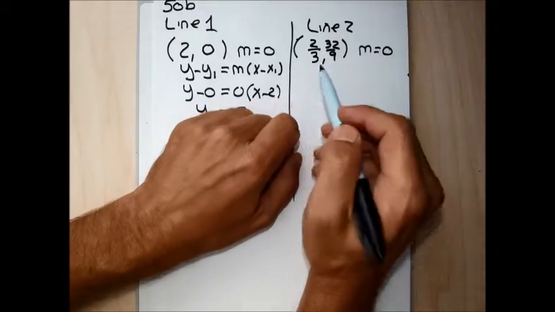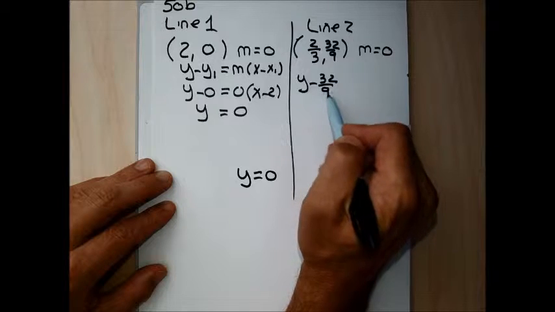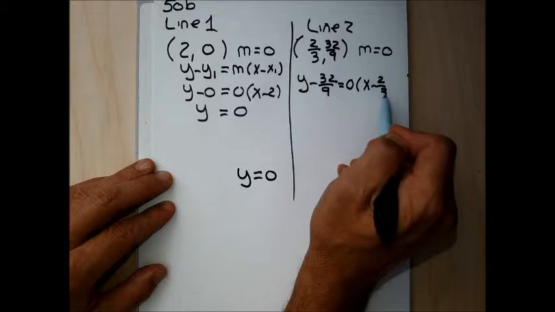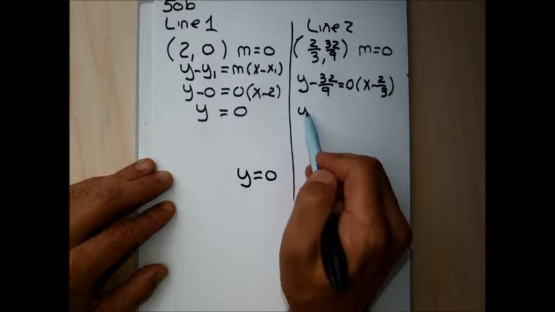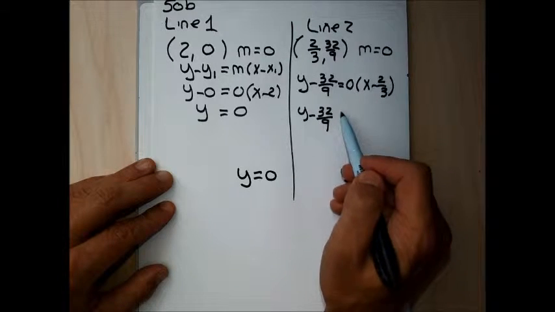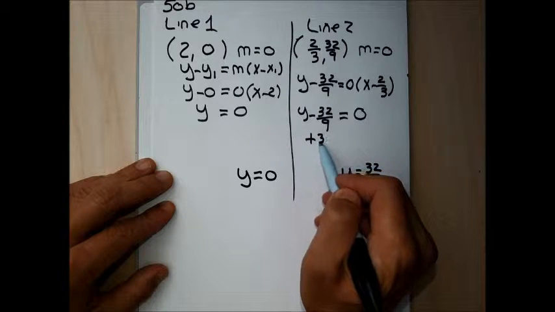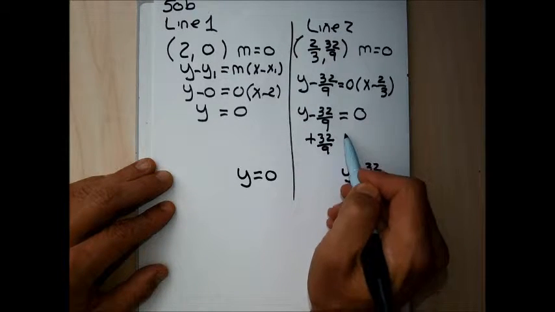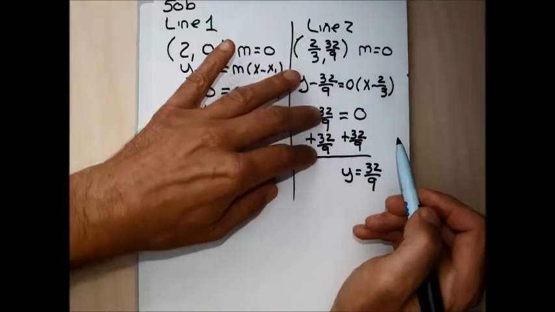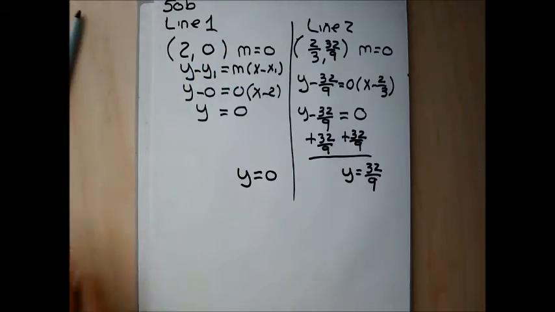For this one, I'd go y minus y1, which is y minus 32/9, equals m, which is 0, times (x minus 2/3). And y minus 32/9, I can't simplify just yet. I'm going to leave that as y minus 32/9. And on the right side, 0 times anything is 0, so I get 0. To finish this up, if I'm doing it the long way, I'm going to add 32/9 to both sides. On the left side, the 32/9s will cancel. I'll be left with my y. On the right side, 0 plus 32/9 is 32/9.